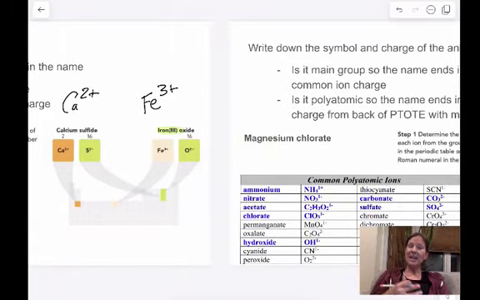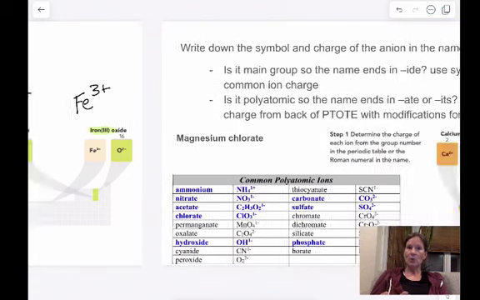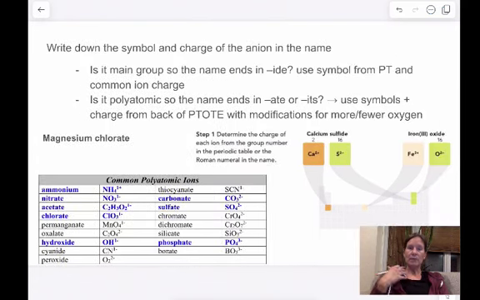Next is to move on to the anion, with the same goal. We're going to write the formula as well as the charge. What you have to look at for the anion is the ending, because depending on the ending, it'll tell you where to find the formula for the anion. If it ends in -ide, that means it's usually from the periodic table. But if it ends in -ate or -ite, then it's probably a polyatomic ion, and you're going to have to look at the back of the periodic table to find the formula and the charge.